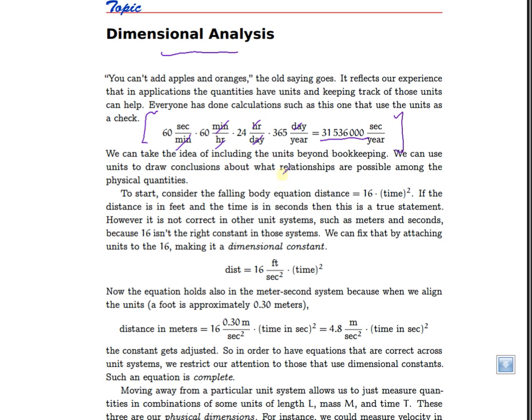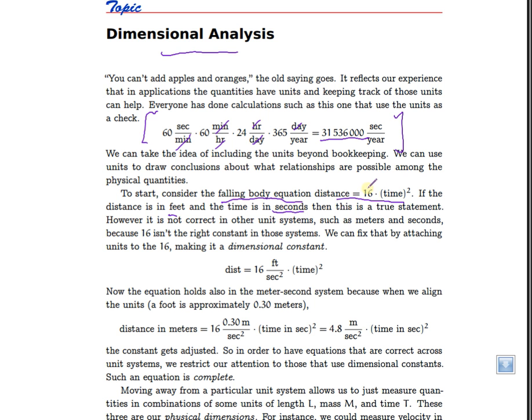Now, going beyond conversion from one unit of time to another unit of time, we can apply similar principles to equations in physics. For instance, the equation for a falling body is distance equals 16 times time squared. Now, this equation here for a falling body is only true if you measure distance in feet and time in seconds. If I measure distance in meters, this would not be true anymore.